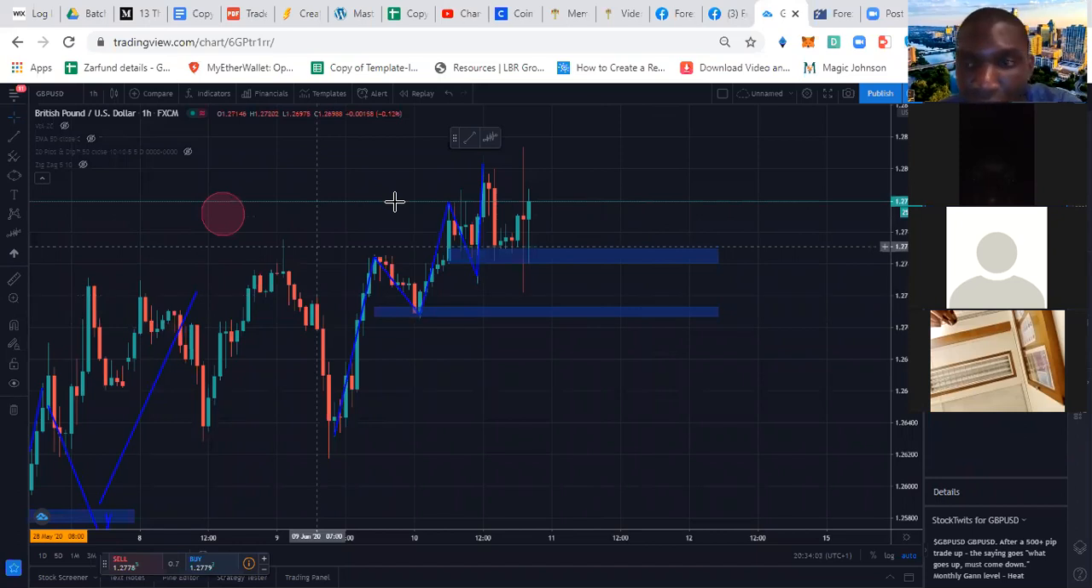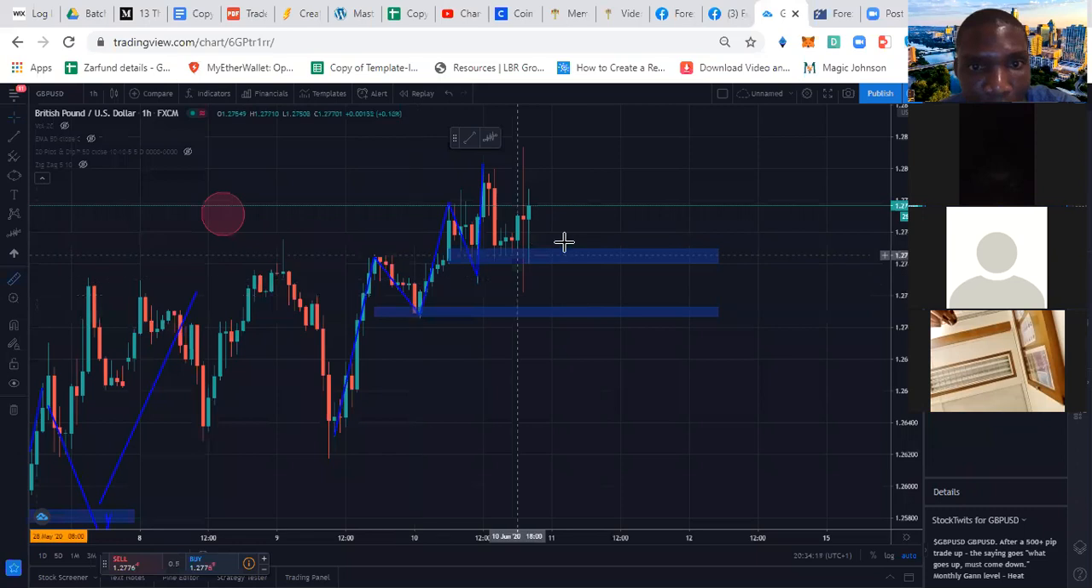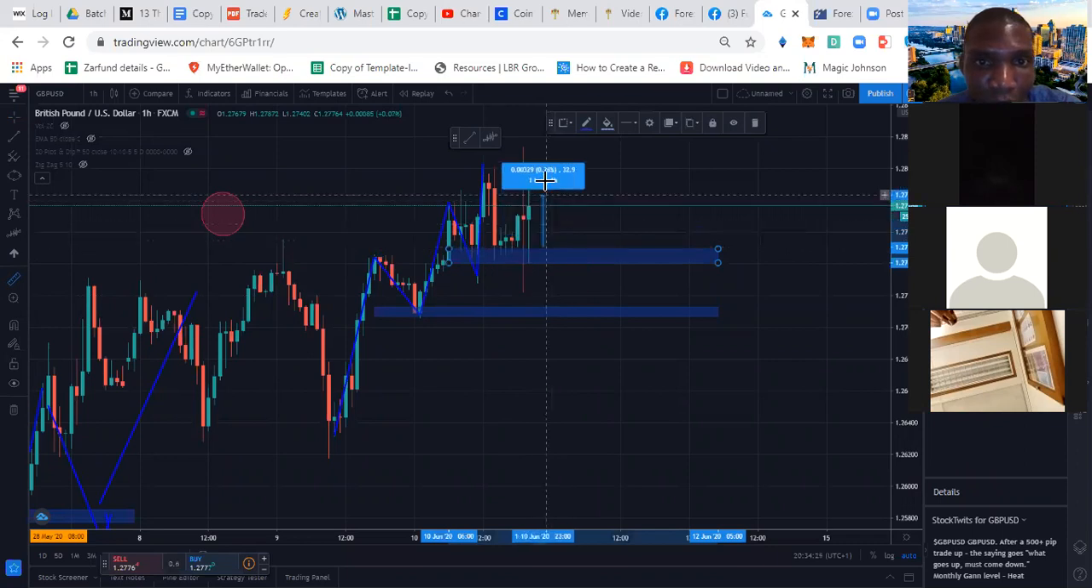Now, if you're on TradingView, all you just need to do, you see this thing that looks like a ruler. It says measure. Can you see that? All you just need to do is click on that. Let's say you're taking your trade here for a buy. You just click here and you drag it up.